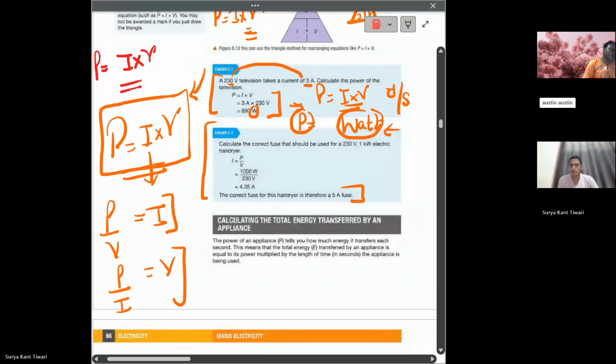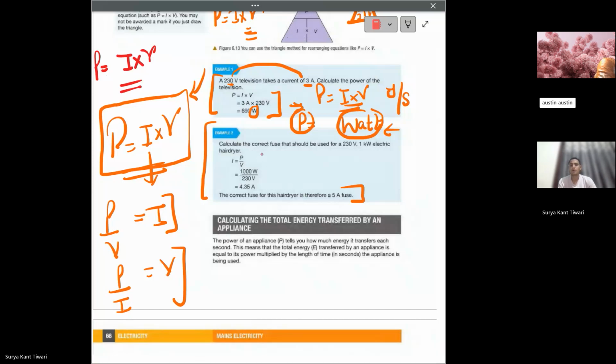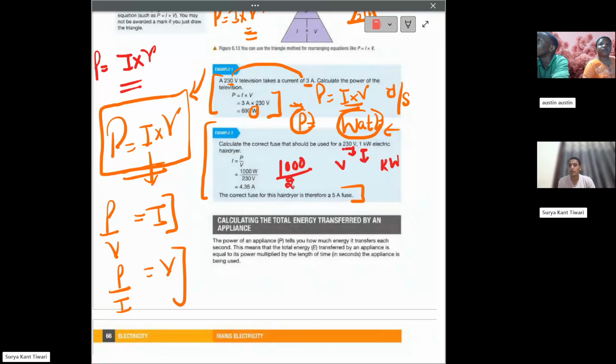Since you said to find power, this 230 is in volts. This is the voltage, and this is the power, in kilowatt. Kilowatt means 1000 watts. Power is 1000 watt and the voltage is 230 volt. Now you have to find the current. So this will be 4.35.